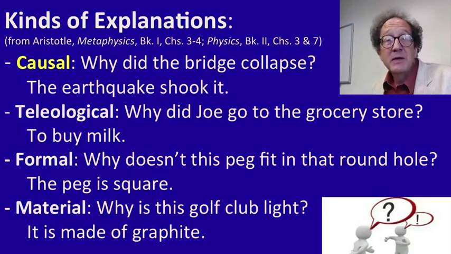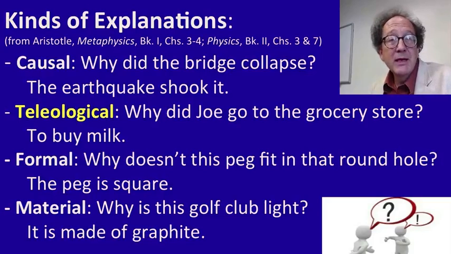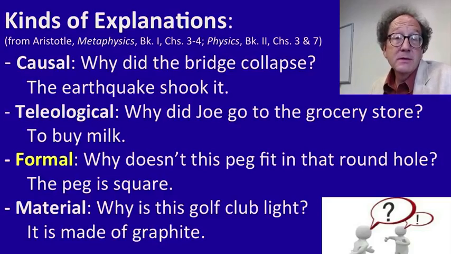The second type of explanation, he called teleological or purposeful explanation, because it's looking at the purpose, or the telos, or the goal. Why did Joe go to the grocery store? To buy milk. His goal of buying milk is what explains why he went to the grocery store. The third type of explanation is formal. Why does this peg not fit into this hole? The answer is because the peg is square and the hole is round. That's why it doesn't fit in the hole, and that explains it. That helps you understand why it didn't fit.